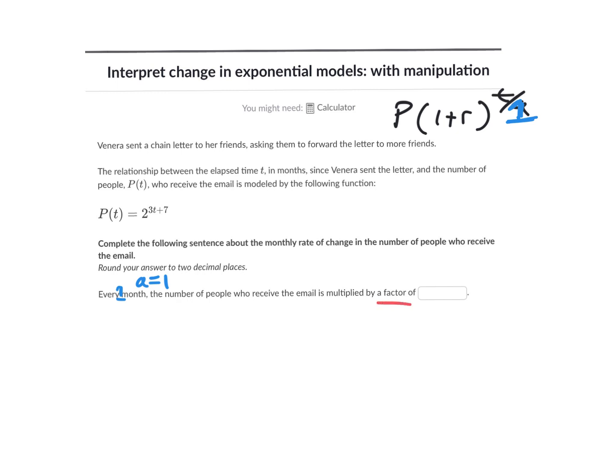And they're looking for the factor, so they're looking for whatever's inside these parentheses when we're all said and done. So whatever's being raised to the power of t, that's going to be our answer. So let's look at this problem here. I see that I have 2 to the 3t plus 7.